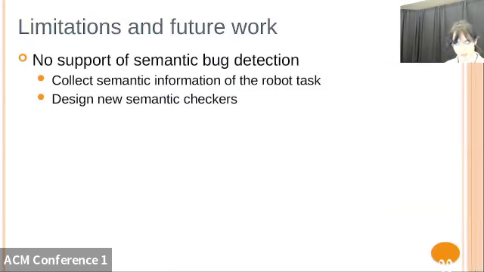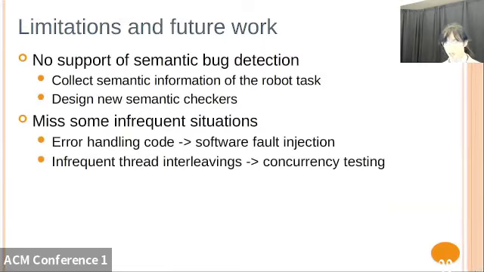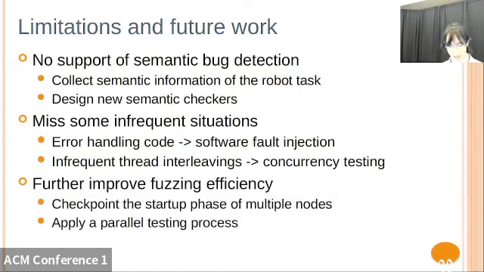Rover still has some limitations for future work. First, it focuses on detecting memory bugs and has no support for semantic bug detection. Second, it still misses some infrequent situations like error handling and concurrent executions. Finally, fuzzing efficiency can be further improved by using checkpoints or parallel processes.